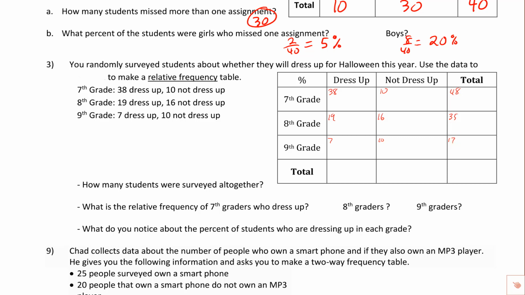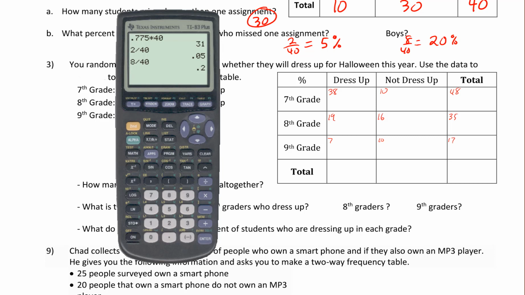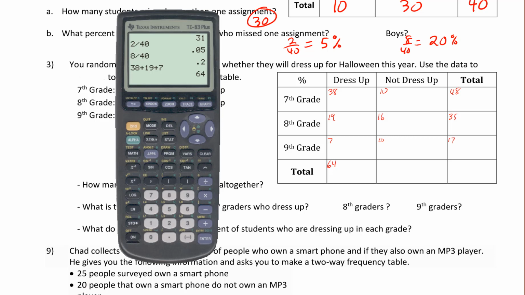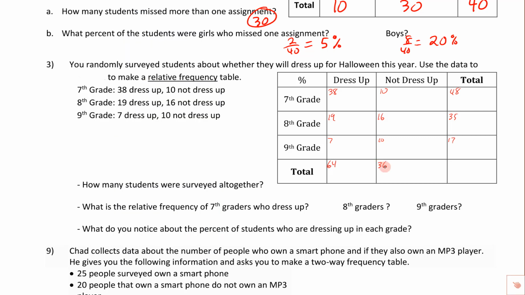Now I'm going to grab a calculator to do these really quick, make sure we get these right. So this is going to be 38 plus 19 plus 7, and we get 64. So I'm going to put a 64 right here. Now notice I'm keeping these up in the upper left hand corner of the box. I'm not taking up too much space. Let's do the next one. 10 plus 16 plus 10. We probably could have done that in our head. So 36 here. So this is 36.